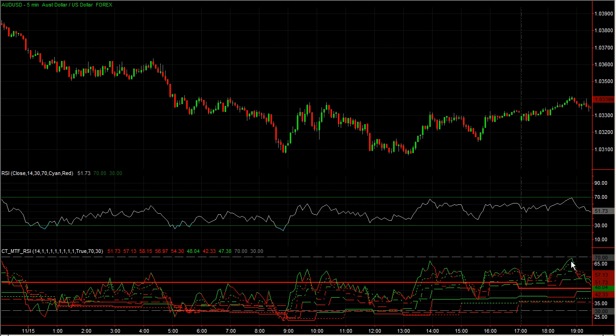And now it's starting to get weak. So, you go ahead and take your profits. But that's the importance of multiple time frame edge.